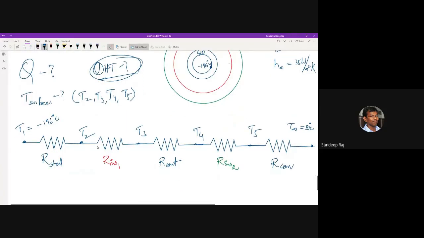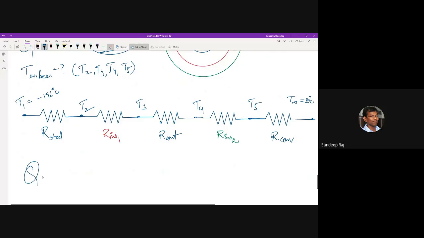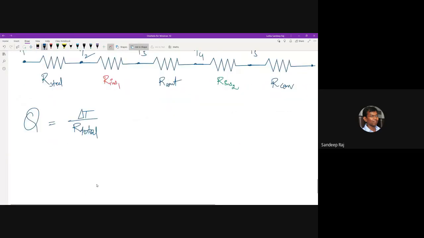How to get Q here? For getting Q, what you need is delta T by R total. If you can find the individual resistances properly, the sum of them will give you R total, because all these resistances are in series. So if I have to get R steel, what is the formula? Somebody tell me. What is the formula for finding the resistance of the steel?